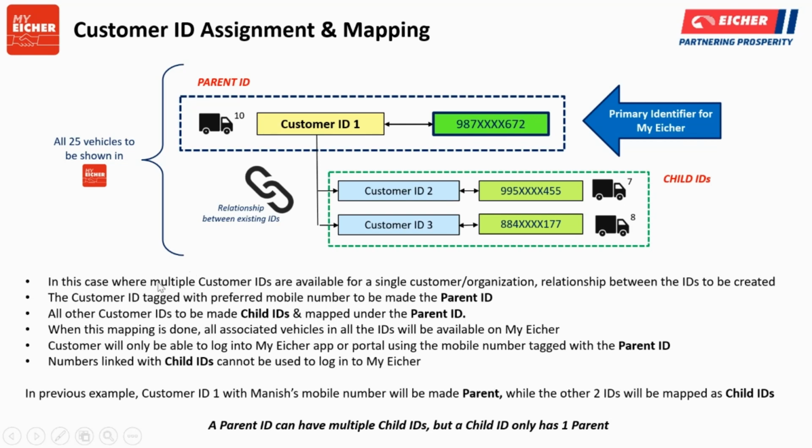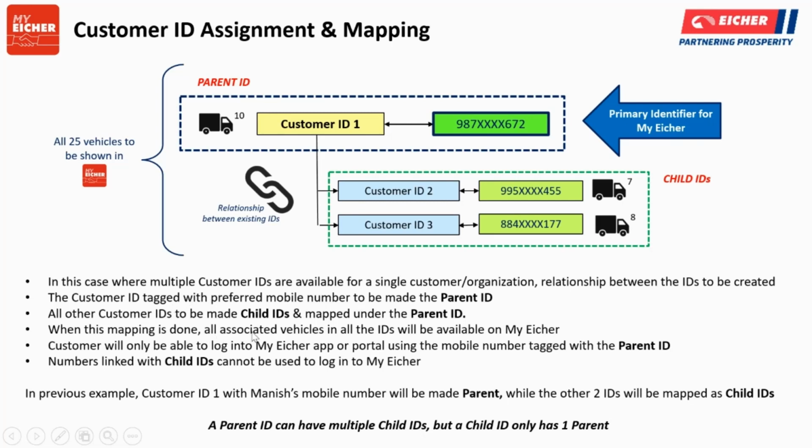The customer ID tagged with the preferred mobile number is to be made the parent ID. If a customer prompts that this is the mobile number that he would like to access My Eicher, the corresponding customer ID can be turned into a parent ID. All the other customer IDs are to be made child IDs and mapped under the parent ID. So in this example, Harish's mother's customer ID as well as his brother's customer ID would be allocated as child IDs assigned under the parent ID. So this relationship between the existing customer IDs is made in DBM.